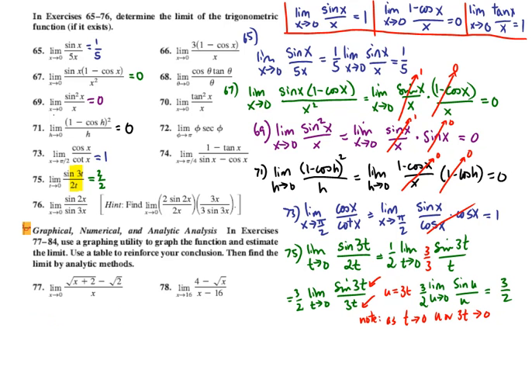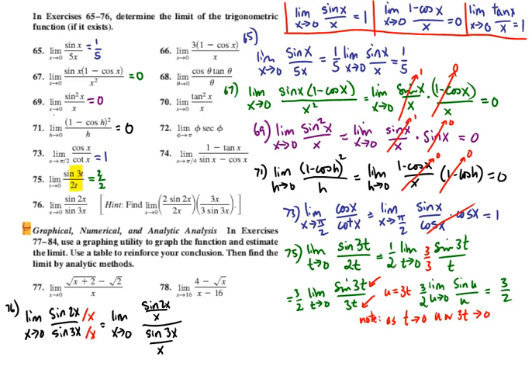Now, number 76 uses the same type of reasoning. We have the limit as x approaches 0 of sine of 2x over sine of 3x. And what I want to do first is to get it in the form of sine x over x. That's the target that I'm trying to aim for. I'm going to first divide the top and bottom by x. So I'd have the limit as x approaches 0 of sine of 2x over x over sine of 3x over x. Now we're still not quite there yet.